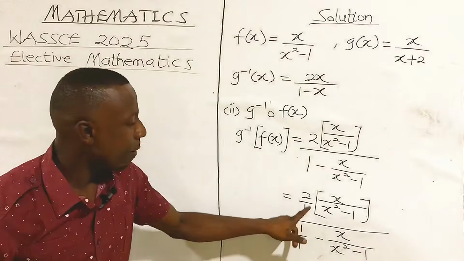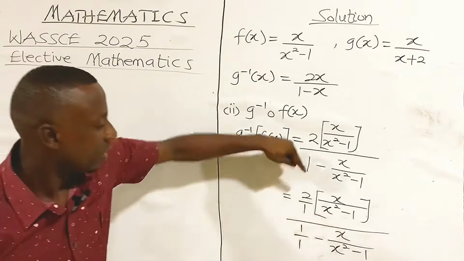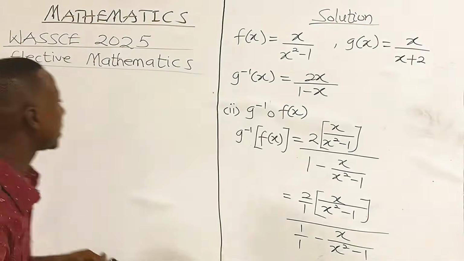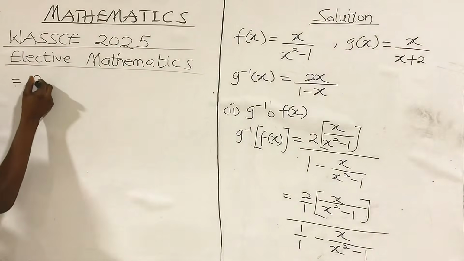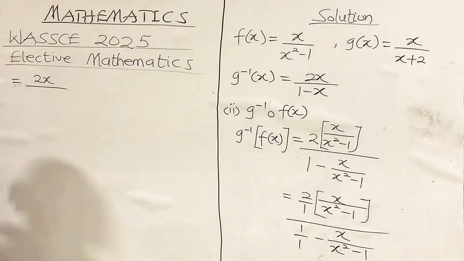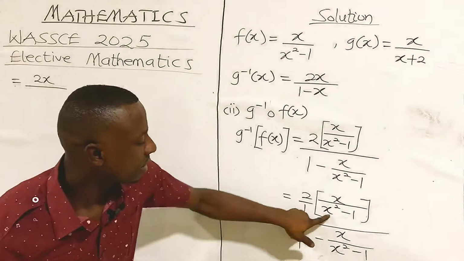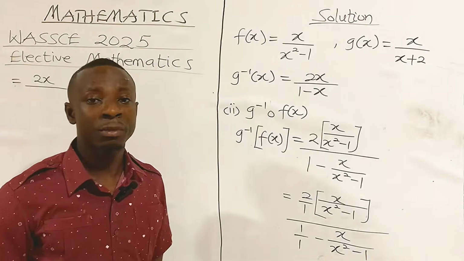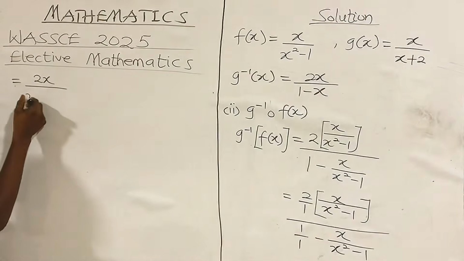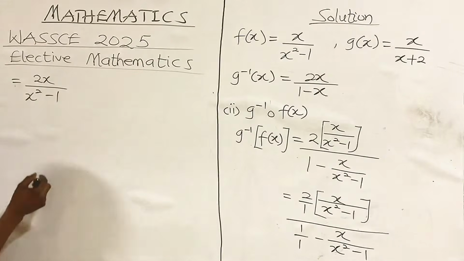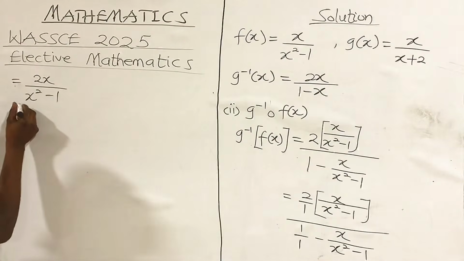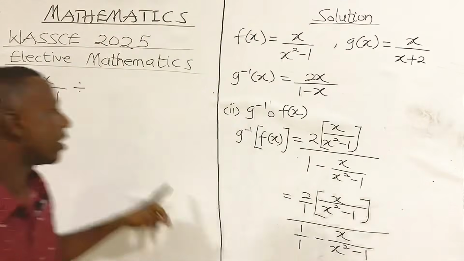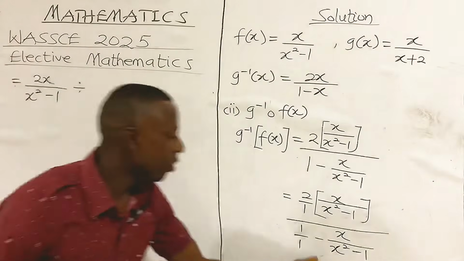So here we have multiplication of fractions. The numerator will multiply the numerator we have here: 2 times x, we are getting 2x, all over 1 times what we have from the denominator. So 1 times x squared minus 1, we still have x squared minus 1. Now all over, I am using this sign, all over this.